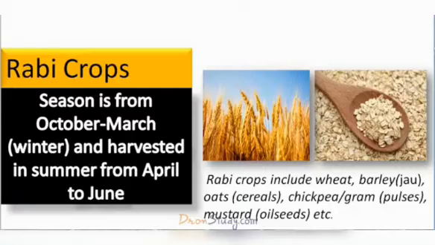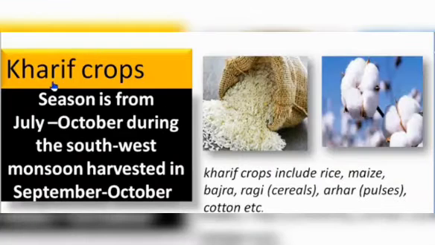Okay, right. So when we talk about the Rabi crop, the seasons are very important, and the crops that are grown in this season are also very important. Okay, next, Kharif crops. These crops are sown during the monsoon and harvested in September, October. Major Kharif crops are rice, maize, jowar, bajra, tur, moong, urad, cotton, jute, groundnut and soya bean.